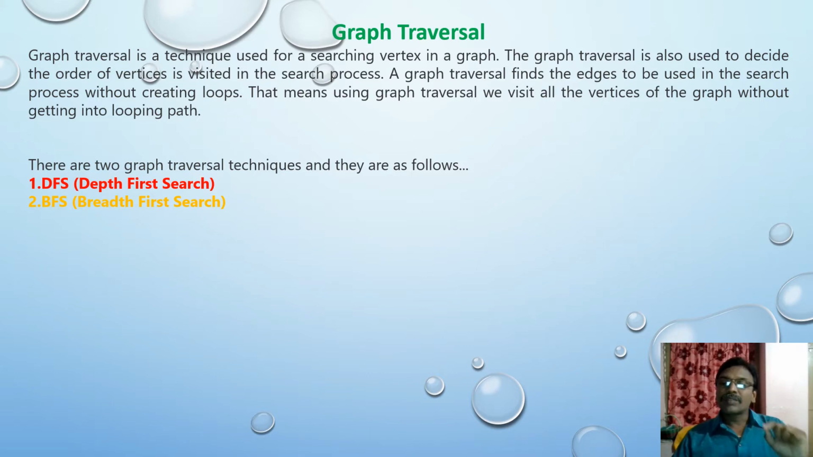Mainly, there are two graph traversal techniques, DFS and BFS, depth first search and breadth first search. There are mainly two types of techniques. Visiting all the nodes is called traversing.